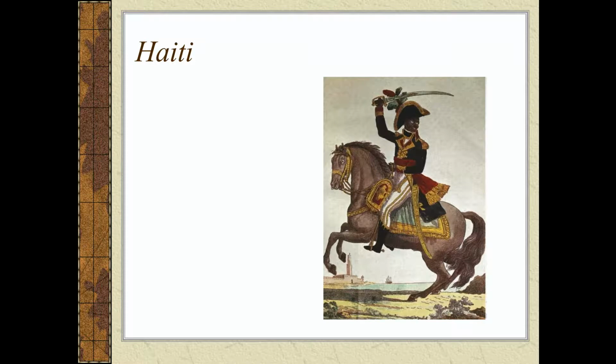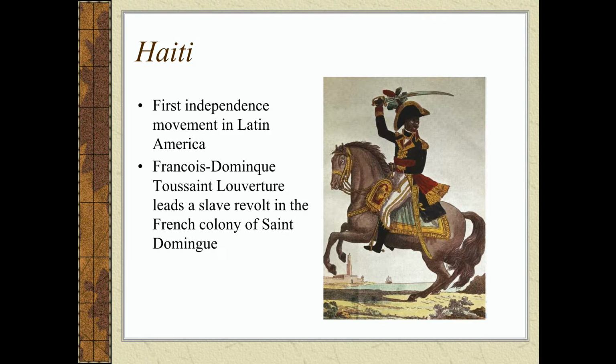The first revolution that's going to take place in Latin America is in Haiti. It was the first independence movement. And over to the right, you see a picture of the leader of that movement. His name is Francois Dominique Toussaint Louverture. He leads a slave revolt in the French colony of Saint Dominique, which is actually the islands of Haiti and the Dominican Republic today. In 1804, Haiti becomes its own country, freeing itself from the French, and it becomes known as the Republic of Haiti.